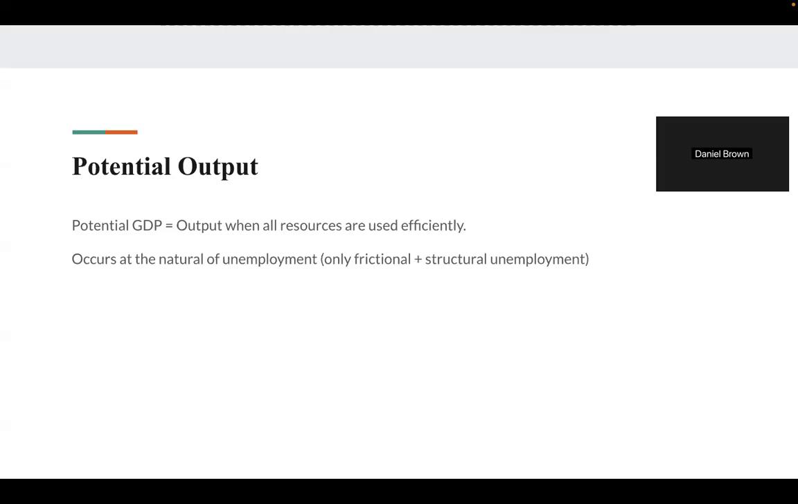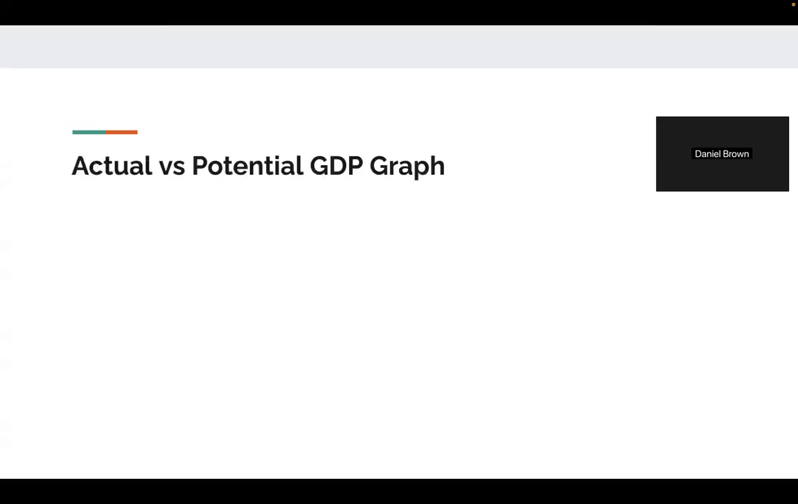At this point, unemployment is pretty much at its natural rate, which means that only frictional and structural unemployment exist, not cyclical unemployment. Potential GDP doesn't mean zero unemployment. It just means that the economy is producing at a more sustainable, balanced level. So what I have written down here is potential GDP equals output when resources are all used efficiently, and it occurs at the natural rate of unemployment.